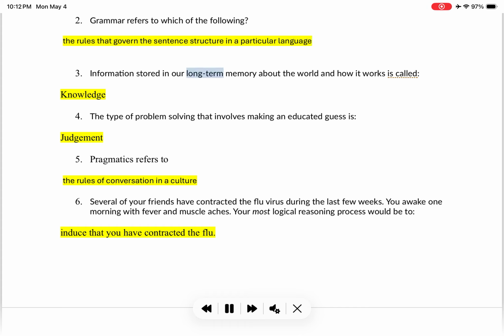Information stored in our long-term memory about the world and how it works is called knowledge. The type of problem solving that involves making an educated guess is judgment. Pragmatics refers to the rules of conversation in a culture. Several of your friends have contracted the flu virus during the last few weeks. You awake one morning with fever and muscle aches. Your most logical reasoning process would be to induce that you have contracted the flu.